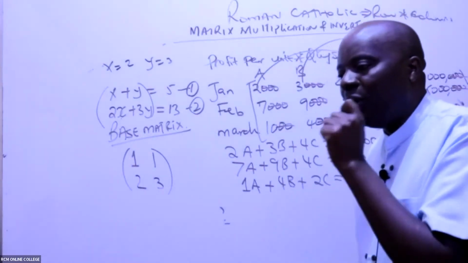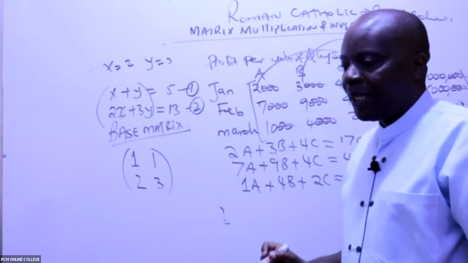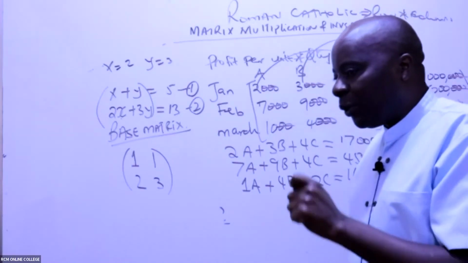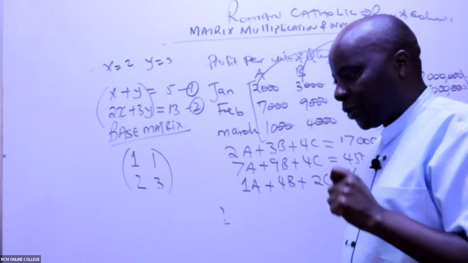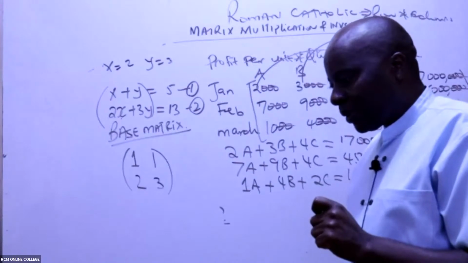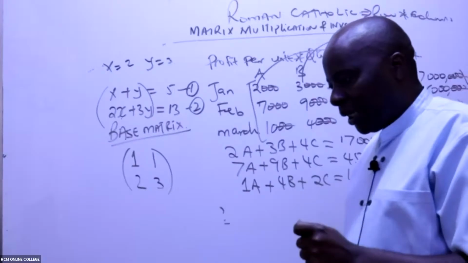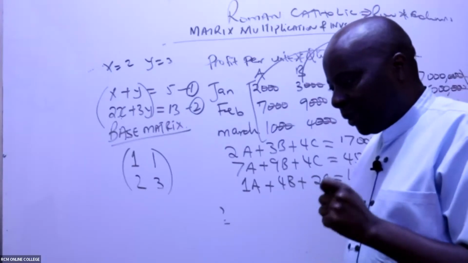Is there somebody who knows what we shall do to be able to get the determinant of the base? Is there somebody who can remember the formula? How do we get the determinant of a matrix? I give you the formula. It is PPD minus PSD.